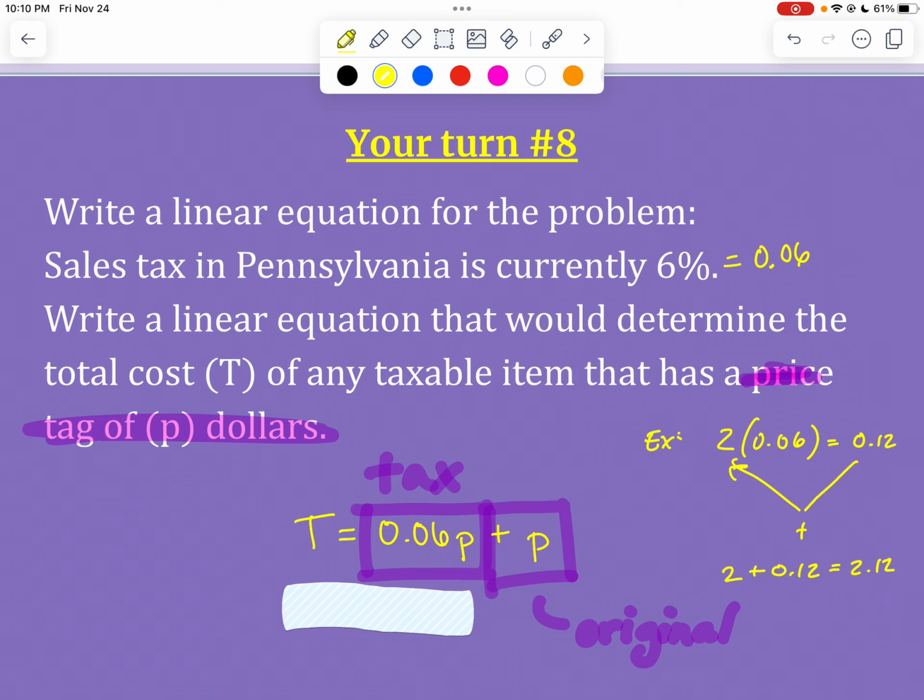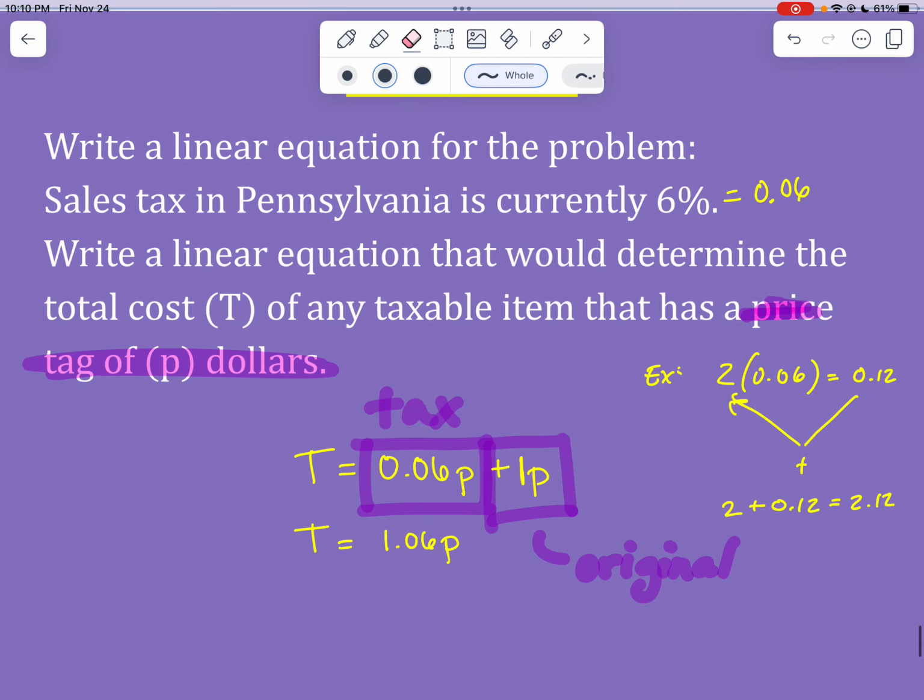I can combine those because both of those have the variable P. This is 0.06 P and this is 1 P. So that just adds up to 1.06 P.